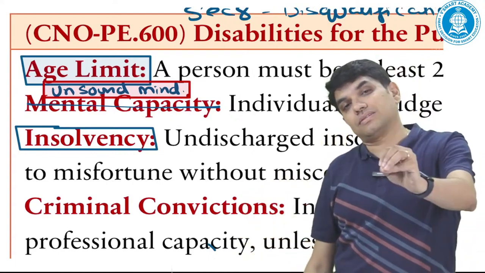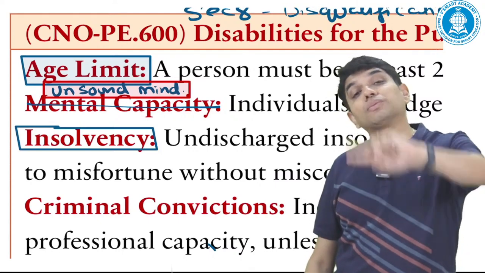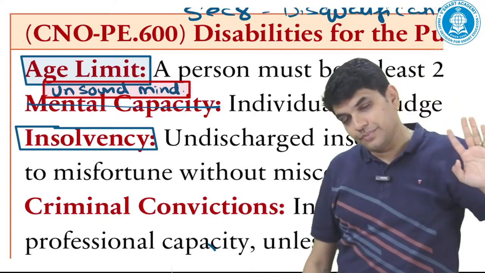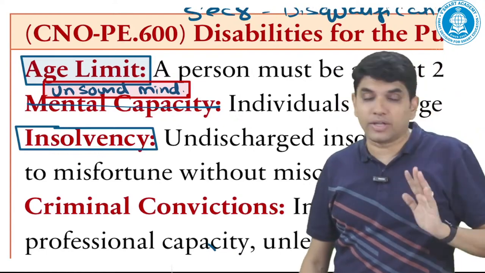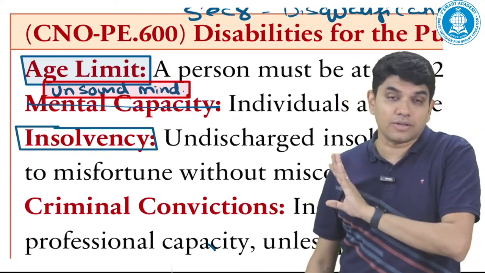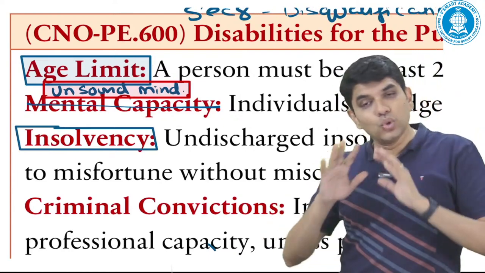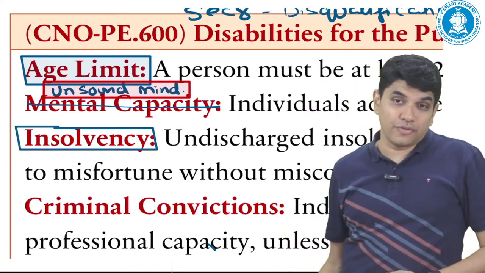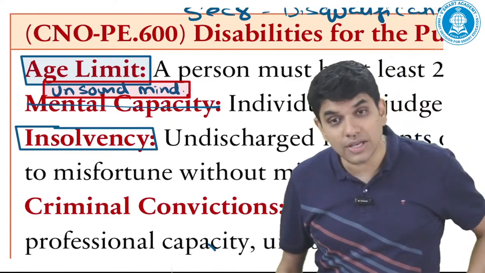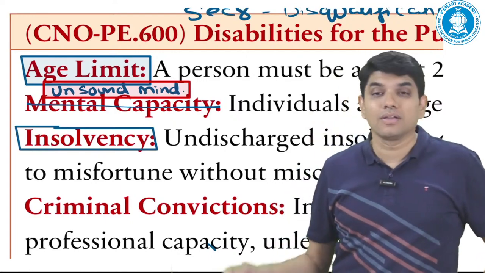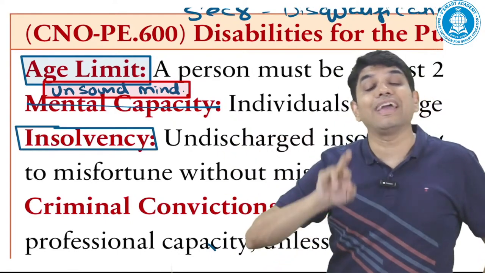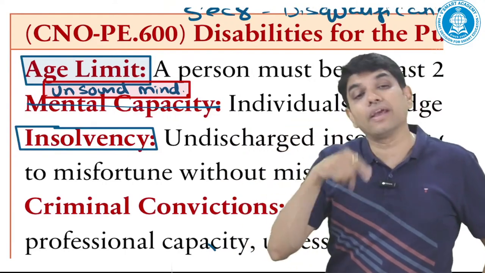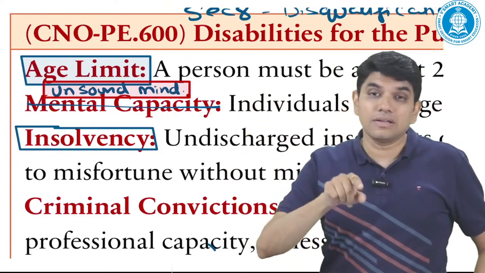The moment he gets discharge along with a misfortune certificate, he will be qualified. So he will lose his membership, and once he gets that discharge with a misfortune certificate, he can re-enroll himself as a member.